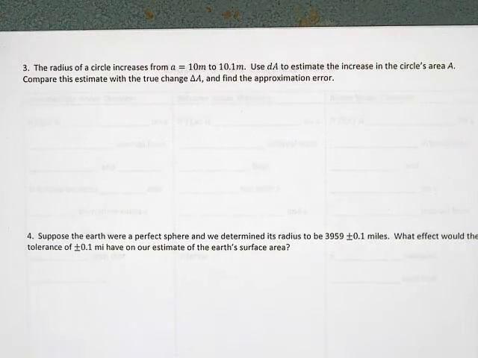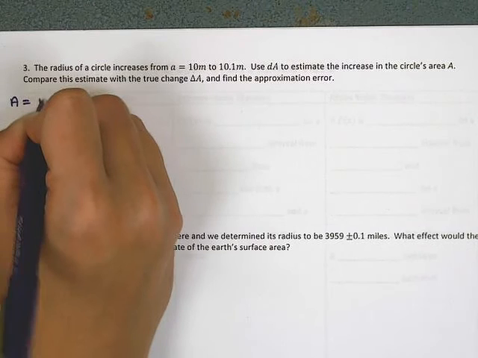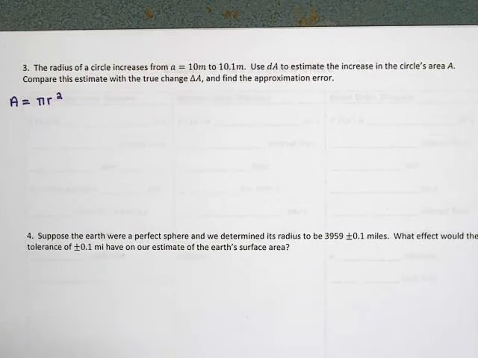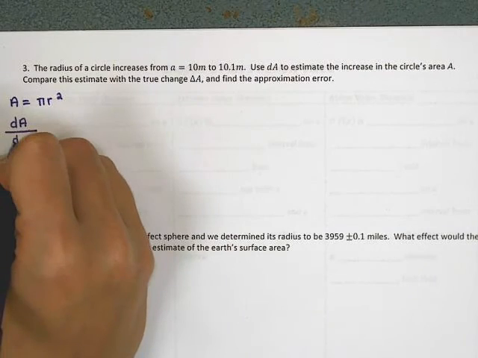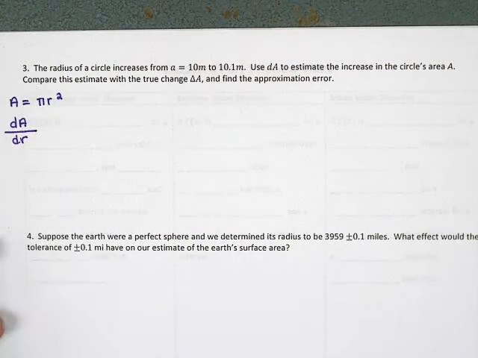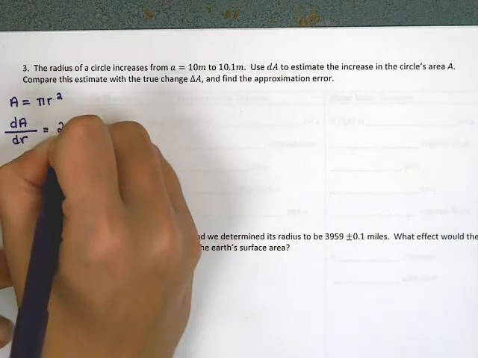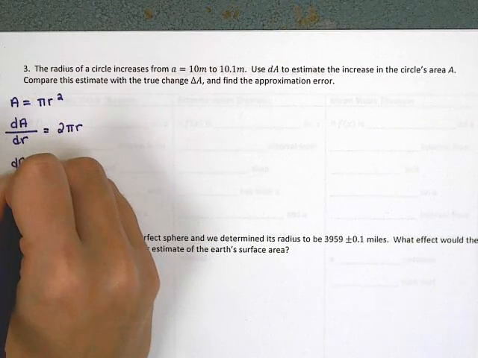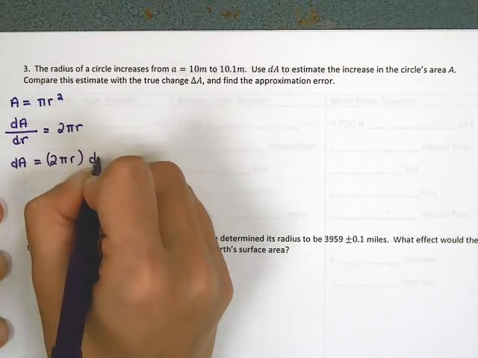Let's start by finding dA. dA is a way of writing the derivative of the area formula. So we're going to need an area formula. The area of a circle is pi r squared, which means the derivative of A, and the variable here is r, so dA/dr, because that's the variable in the formula, would be 2 pi r. Now, it said I wanted just dA. That's my clue. I should multiply by dr.